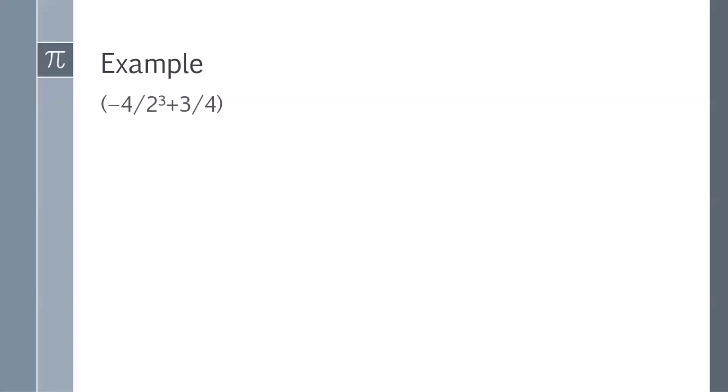Here's another example. Negative 4 divided by 2 cubed plus 3 over 4. First, we need to deal with our exponents. So 2 to the third is 8. Negative 4 divided by 8 is going to give us negative a half. Negative a half plus 3/4 is 1/4.